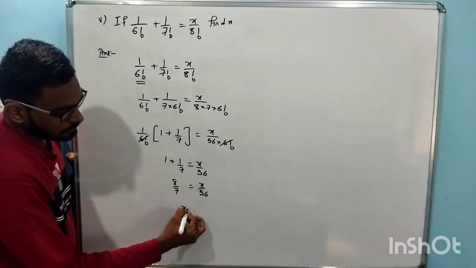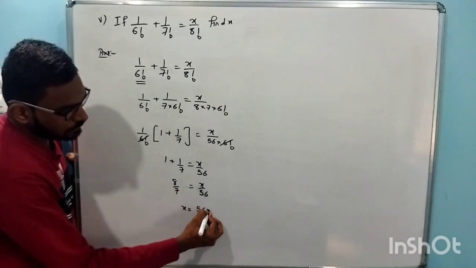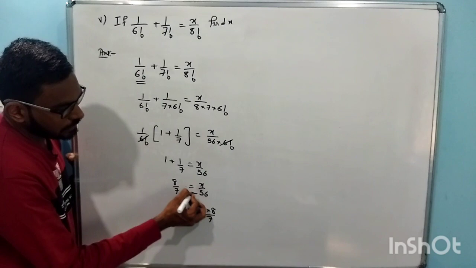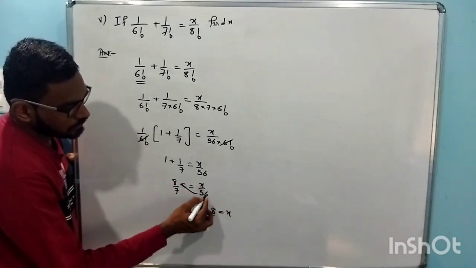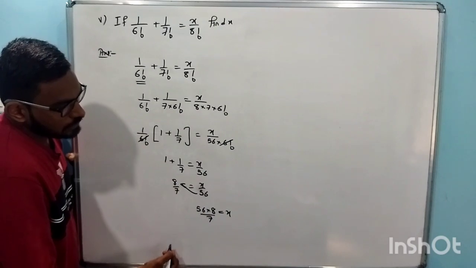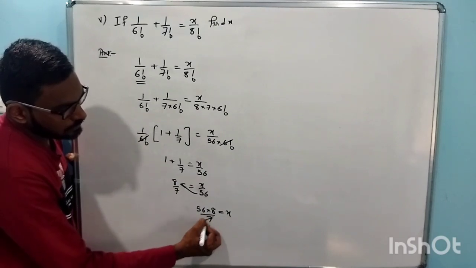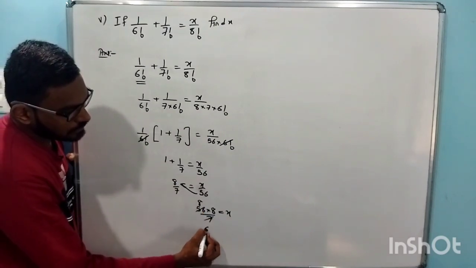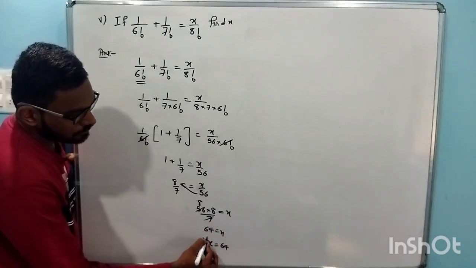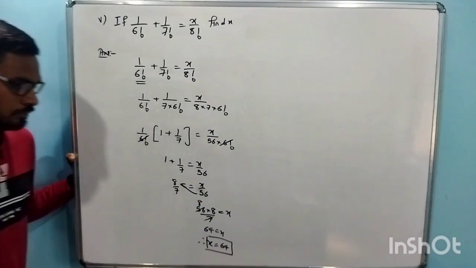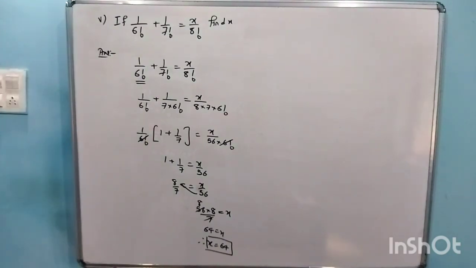So x is equal to 56 into 8 upon 7, correct? If I take this 56 this side, it will be like this: 56 into 8 upon 7. Then just cancel this. So 8 into 8 is 64, that is x is equal to 64. Okay, like this. Next.